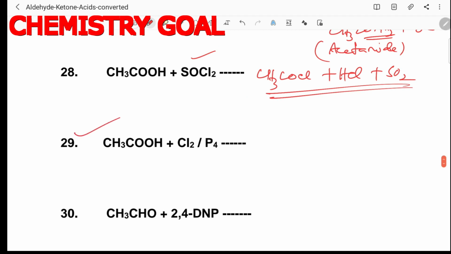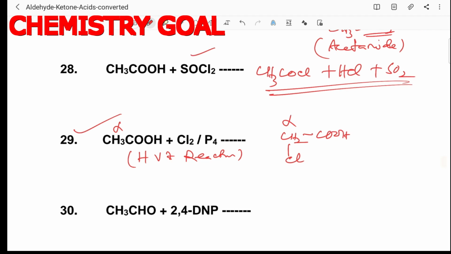This reaction 29 is a very important reaction. This is called the HVZ reaction, the Hell-Volhard-Zelinsky reaction. It always produces the alpha substituted acid. So at the CH3 here, chlorine will be substituted, then the remaining is the same. So alpha chloro acid will be formed. This is the alpha position, so alpha chloroacetic acid is formed because of substitution of halogen at the alpha position. This is called the HVZ reaction.